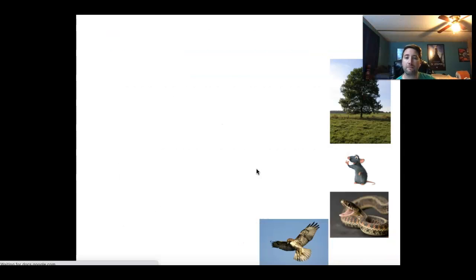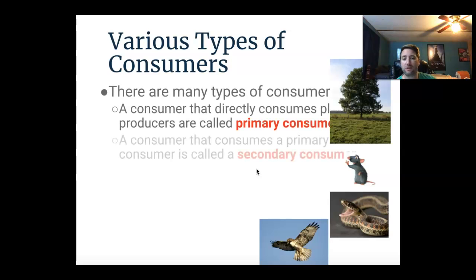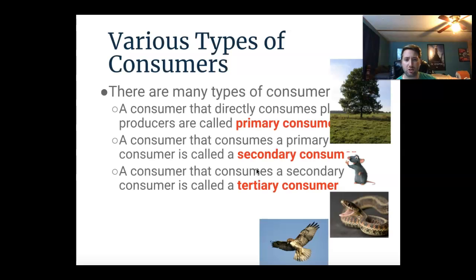All right, so here are the various types of consumers, and whoops, I should have deleted these pictures. So it says a consumer that directly consumes plants or primary producers is called a primary consumer. All right, and the example of this one that I have here is the rat. I think his name is Remy from Ratatouille.